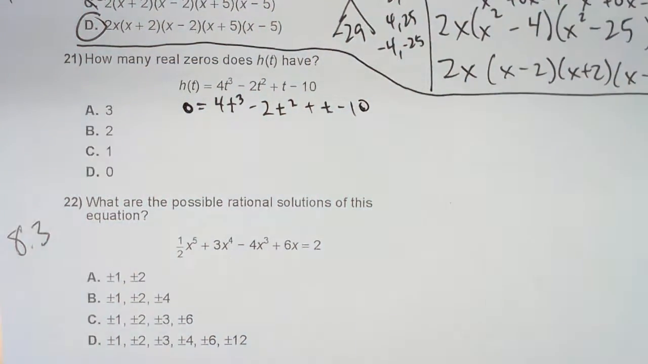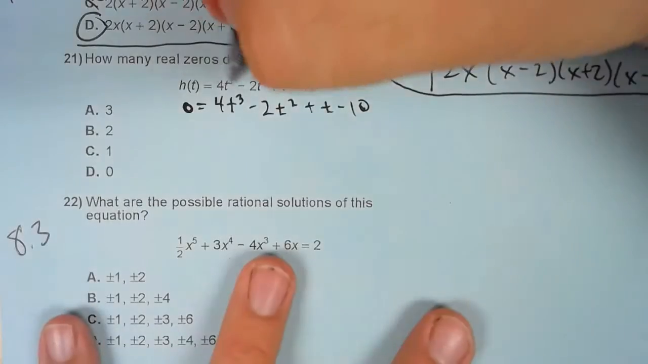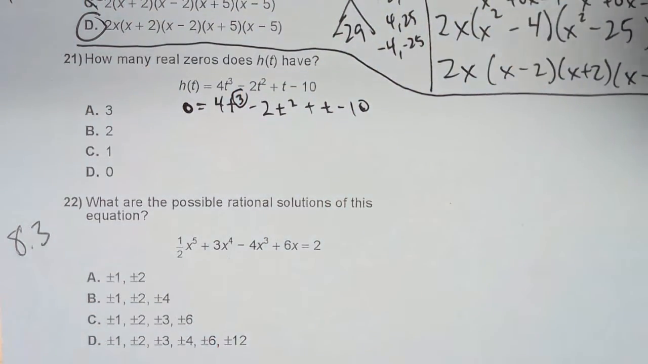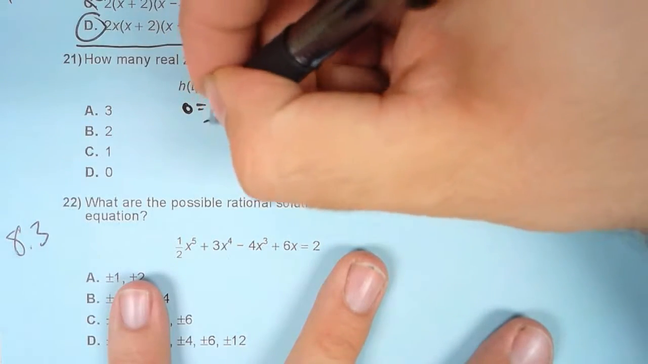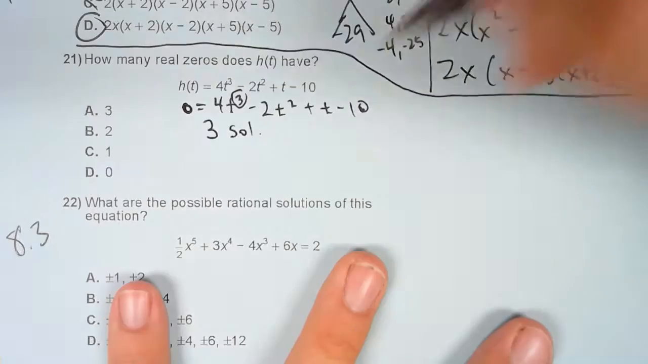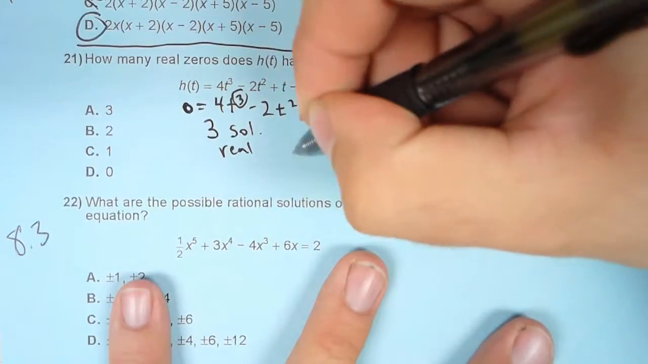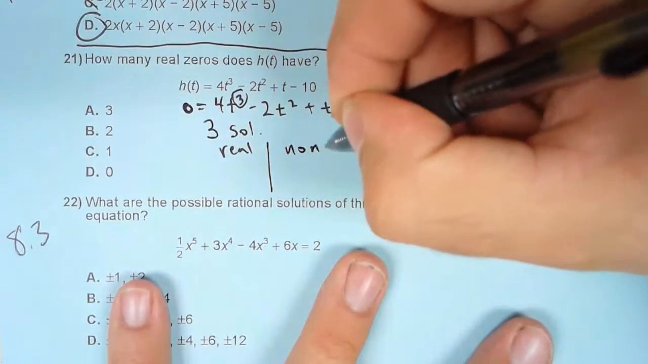So our Fundamental Theorem of Algebra, which we talked about in Unit 4, basically says that the highest degree, so we look at our highest exponent, is the number of solutions. So we've got 3 total solutions, right? They can be a mix of both real or non-real.